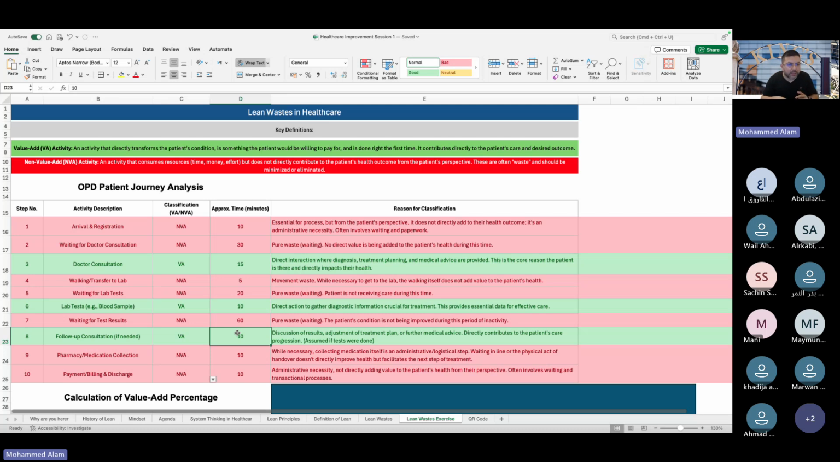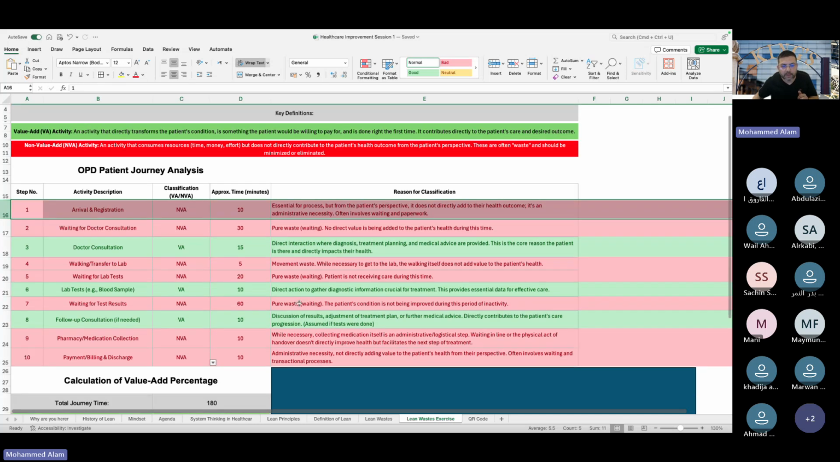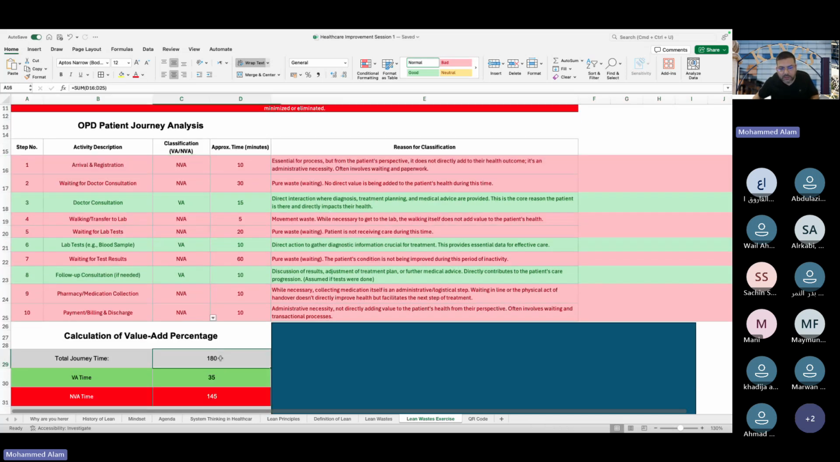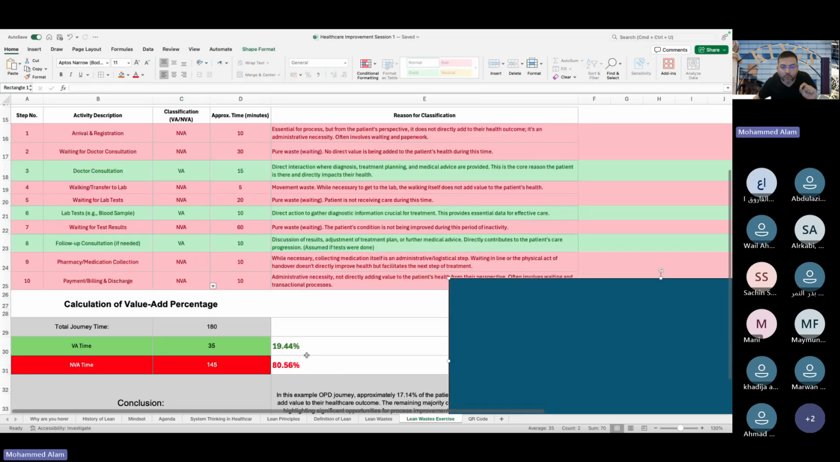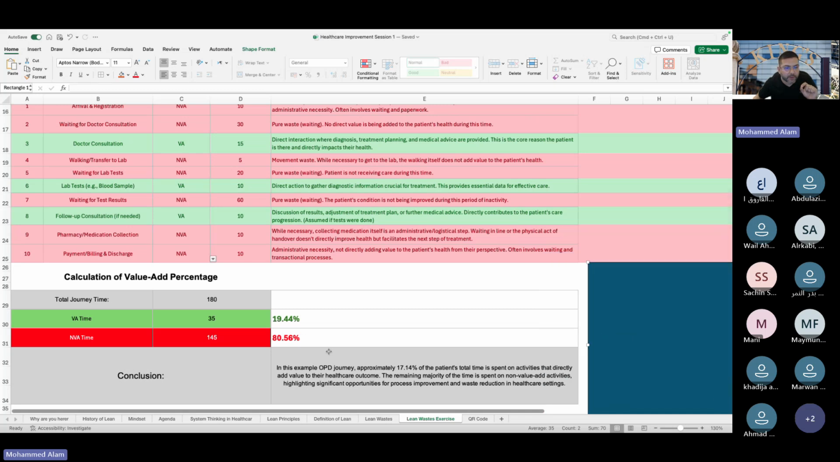Now, all other activities, we need to do them. These are essential for the process, but they are not adding value to the patient directly. So the question is not, how can we run a hospital without doing all of this? No, you need to run a hospital doing all of this. But we need to think that in this total journey of 3 hours, the value added time was 35 minutes, which is basically 19.44%, and 80.56% was non-value time, which is a very realistic thing. If you map any patient journey in a hospital, you would see this.